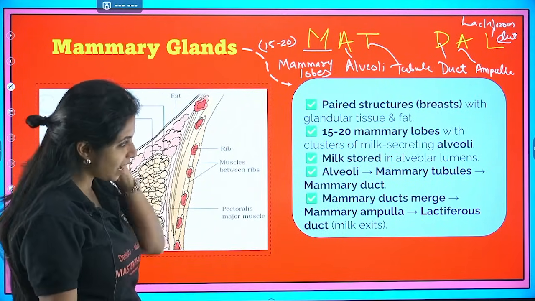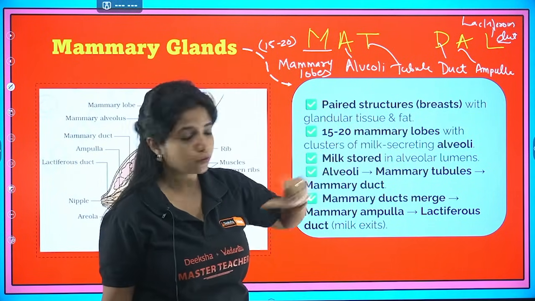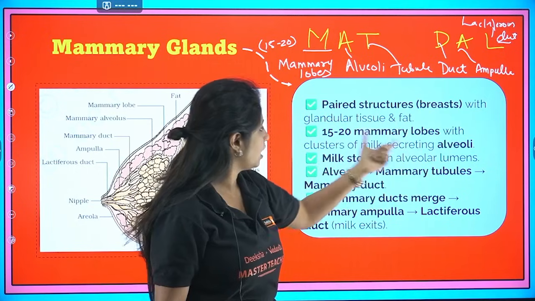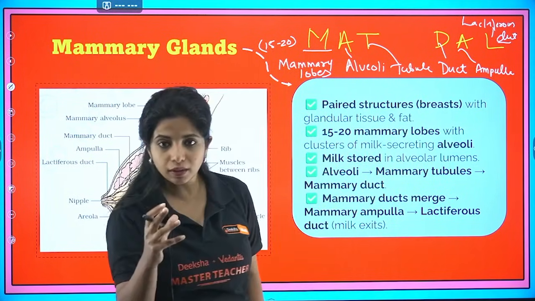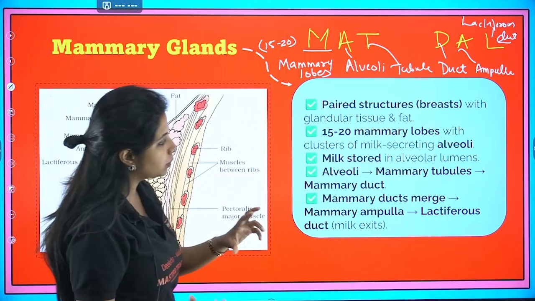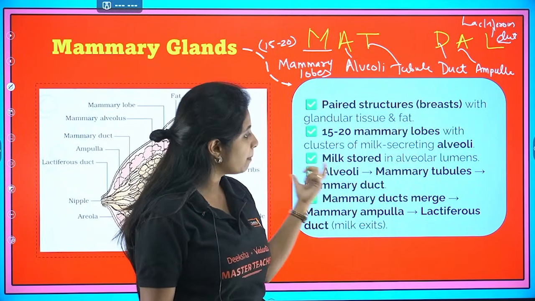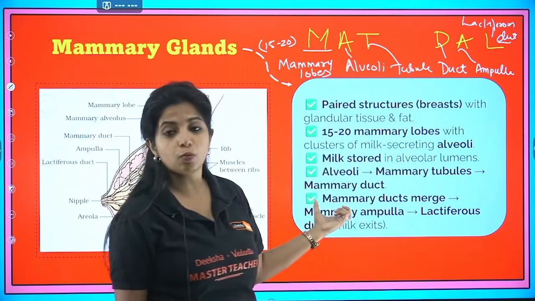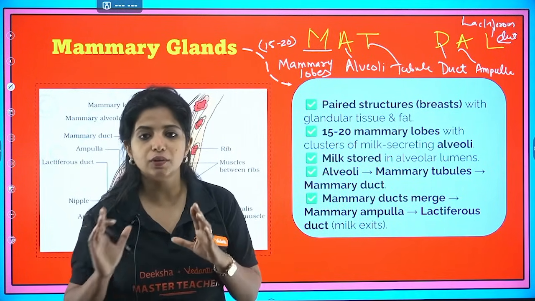Okay, so what happens? It's a paired structure, breast, with glandular tissue and also fat. 15 to 20 mammary lobes are there with clusters of milk secreting alveoli. Milk is stored in the alveolar lumen. Inside the alveoli you have alveolar lumen where it is being stored. Alveoli open into mammary tubules. Tubules open into duct. Mammary ducts merge, forming what? Mammary ampulla. And the mammary ampulla forms the lactiferous ducts. This is how it is going to go.